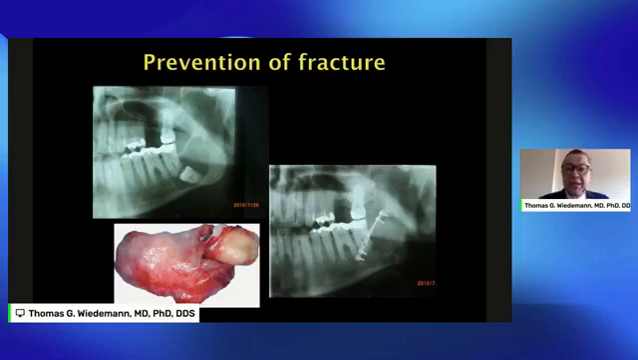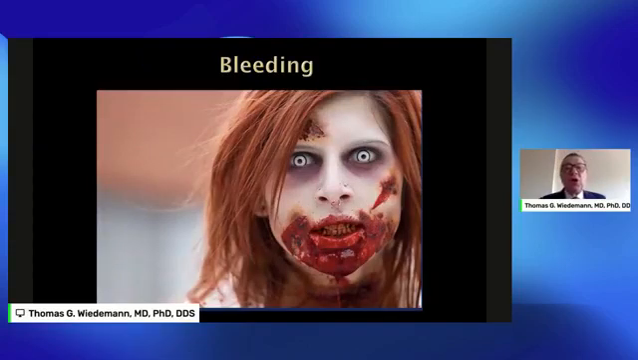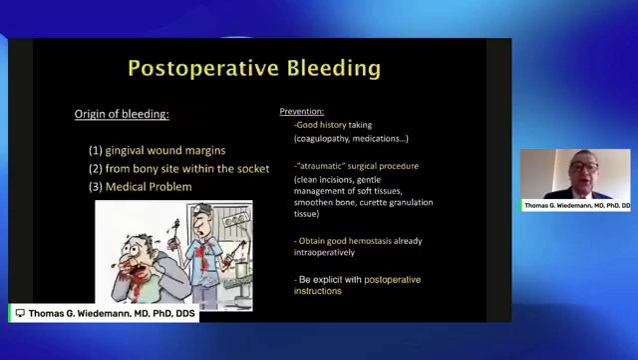So we splinted this mandible before we remove the cyst and the tooth. So a fracture, in case it happens, can be easily prevented. Also very common are bleedings, intraoperative bleedings, but also postoperative bleedings. If we are facing that, the first thing we should do is to localize the origin of the bleeding. Is it the gingiva? Is it the bony side? Or are we facing even a medical problem?